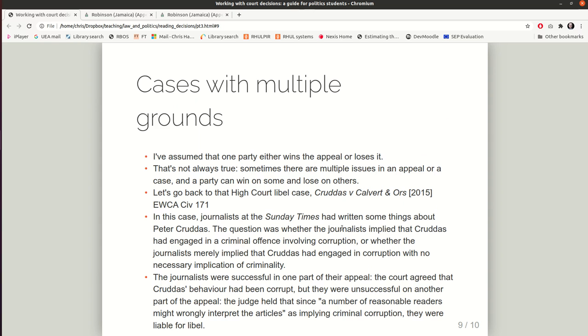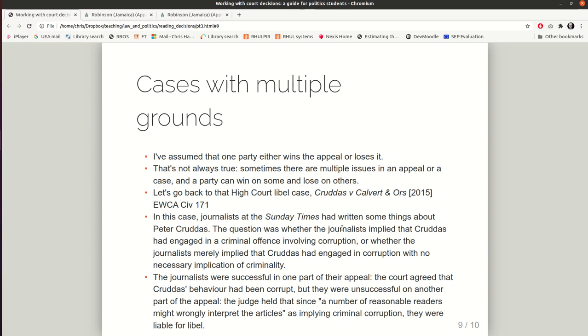A second kind of complication is where there are cases which have multiple grounds. So I've, up until this point, been assuming that a party either wins the appeal or loses it, or wins the case or loses the case. But that's not always true. Sometimes litigants can advance several different issues and they can win some and lose on others.